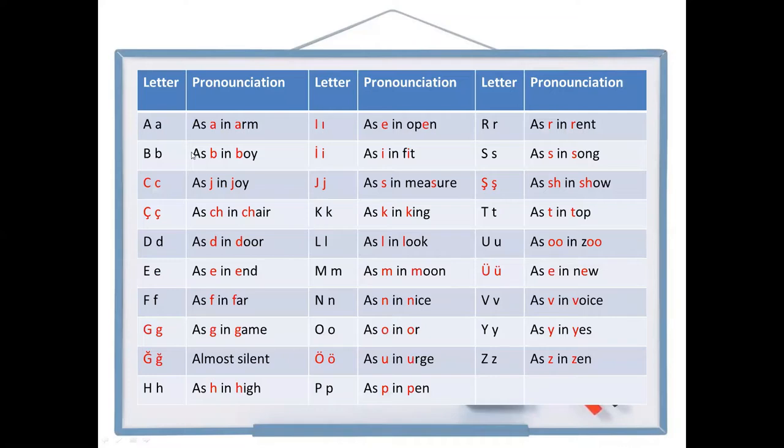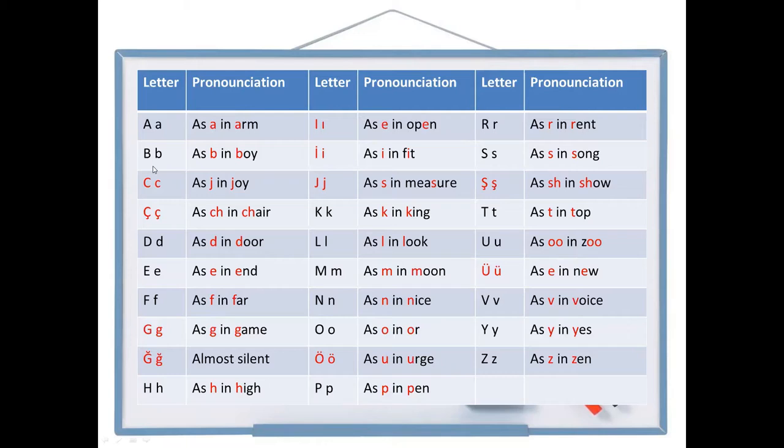The first letter of Turkish alphabet is A. It is not A, it is A, as in arm. And the next one is B. To read a consonant in Turkish alphabet, you simply add a sound to the consonant. In this case, it is B, as in boy.